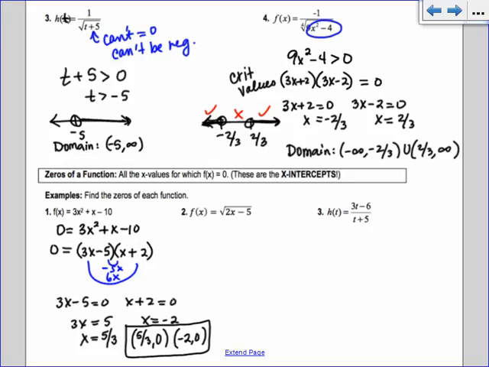All right, so same thing for the next one. We want to find the 0, so we're going to plug in 0 for the y. So I get square root of 2x minus 5 equals 0. I'm going to square both sides, add the 5, and divide by 2. So I get x equals 5/2. So we plugged in 0 for y to get 5/2 for x, so (5/2, 0).